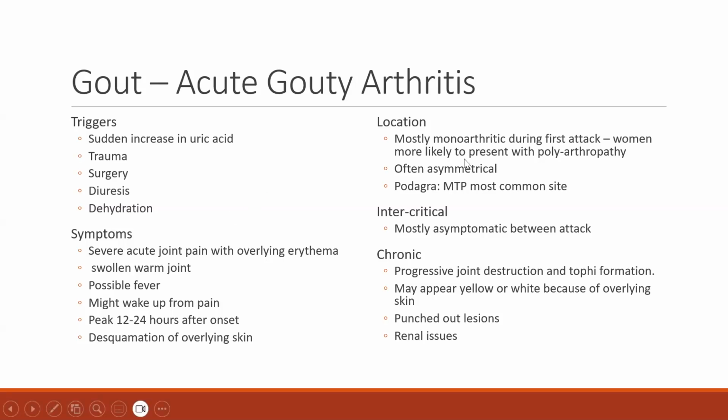Epidemiology, it's mostly monoarthritic during the first attack, while women are most likely to present with multiple joints. And it's often asymmetrical. Podagra is something you need to remember. It's your big toe, which is the most common site. Between attacks, it's mostly asymptomatic. Chronic gout, it's progressive destruction and tophi formation. So you might see yellow or white because of the overlying skin, and you get renal issues.